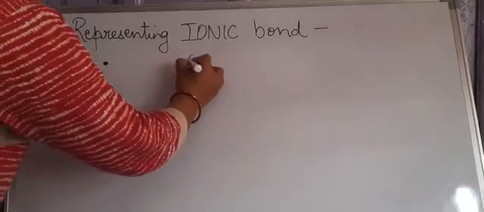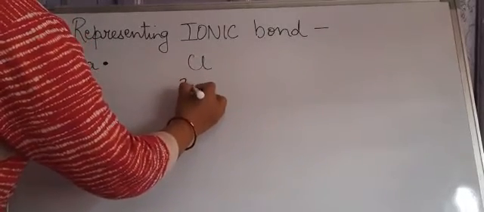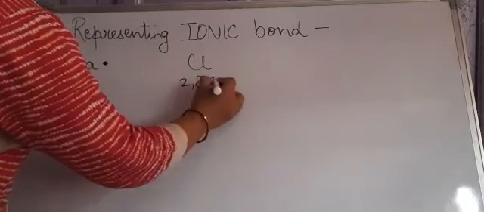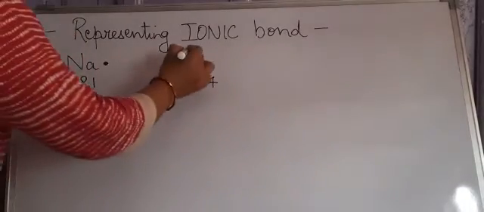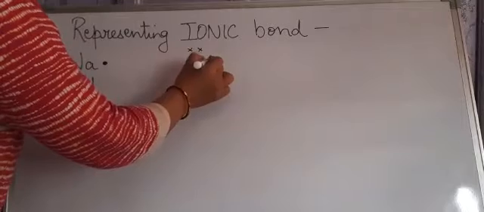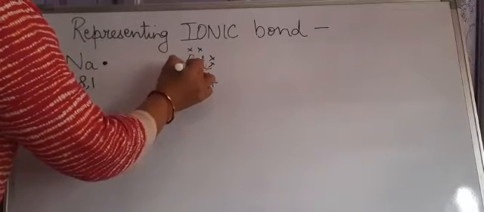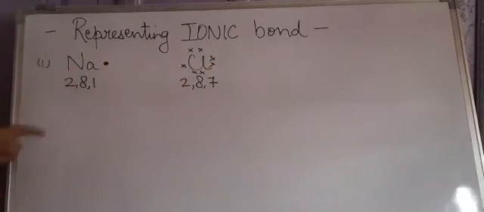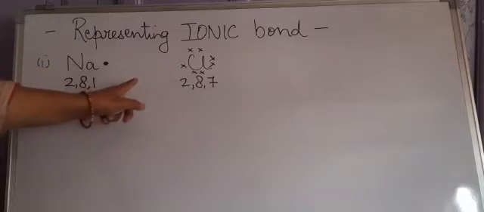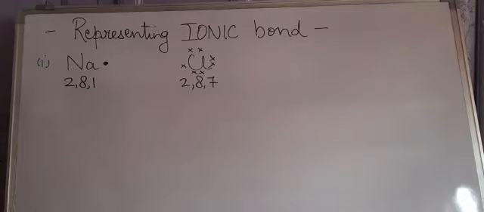For chlorine, you are going to show electron configuration is 2, 8, 7, and we are going to show 7 electrons, 1, 2, 3, 4, 5, 6 and 7. Make the two by different symbols so that it becomes easier for you to show that there are two different atoms and transfer is happening.